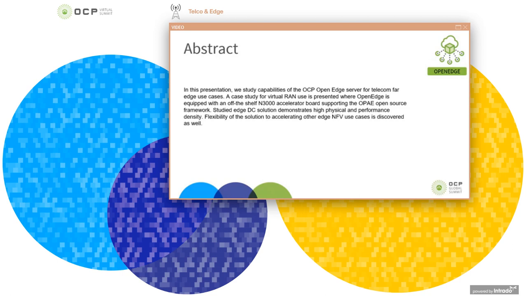The presentation today is to introduce the 1U Open Edge server solution capabilities for telecom far edge deployments. As an example, we show a case study for vRAN where Intel off-the-shelf N3000 accelerator board is utilized. The presented solution shows a high physical and performance density. We are also showing here some other possible use cases.